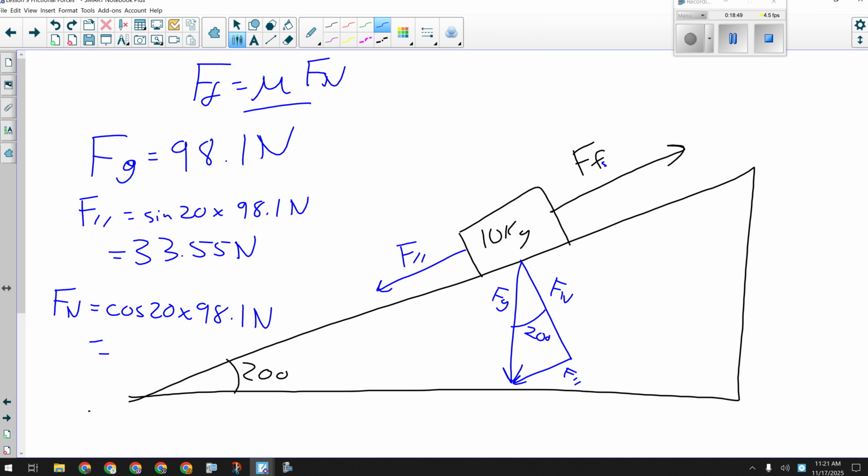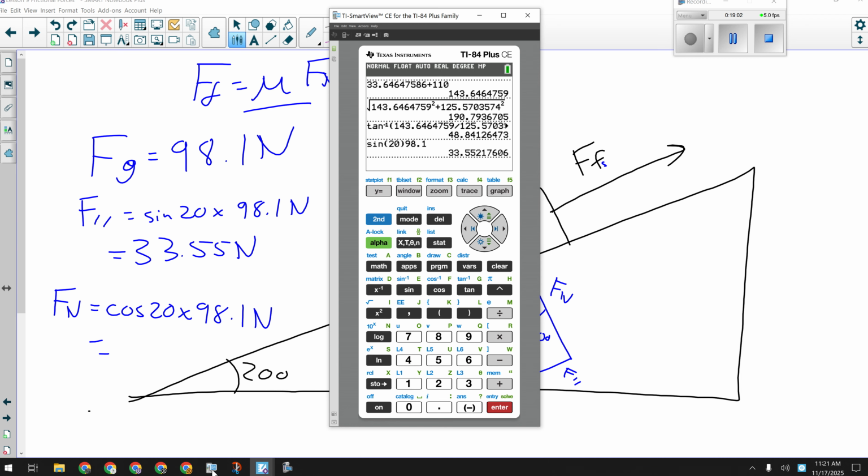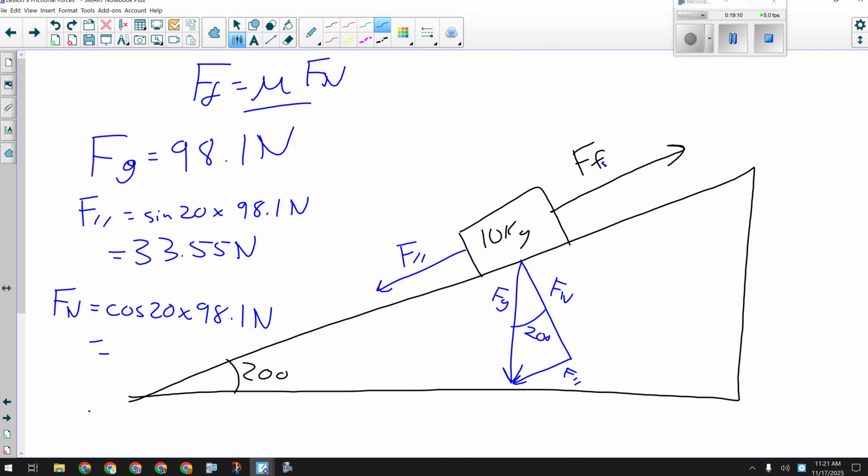And obviously down the ramp. Now, F normal is the adjacent side to that 20-degree angle. So I just use trig to calculate it as well. It's just we've never needed to up until this question. So since it's adjacent, cos of 20 times 98.1. So that side's 92.18.